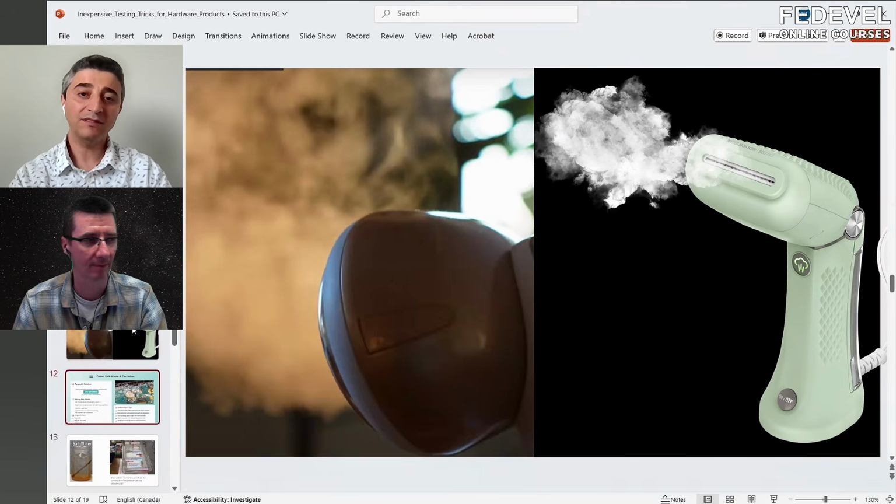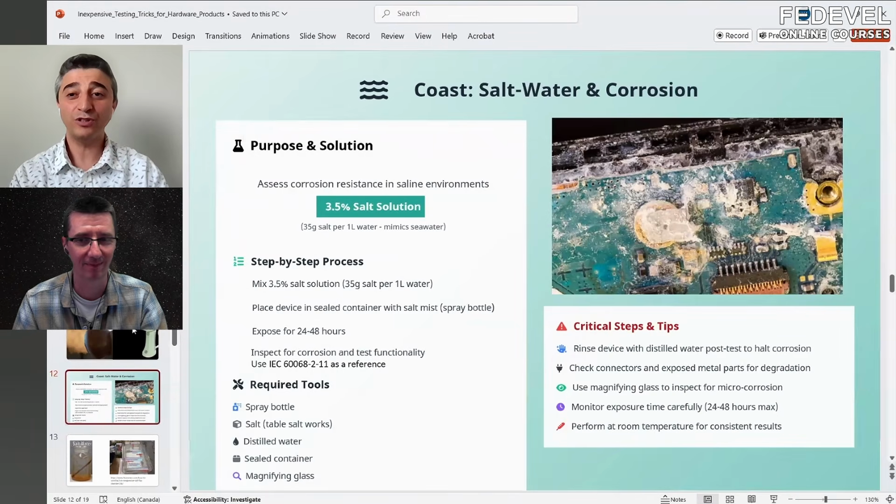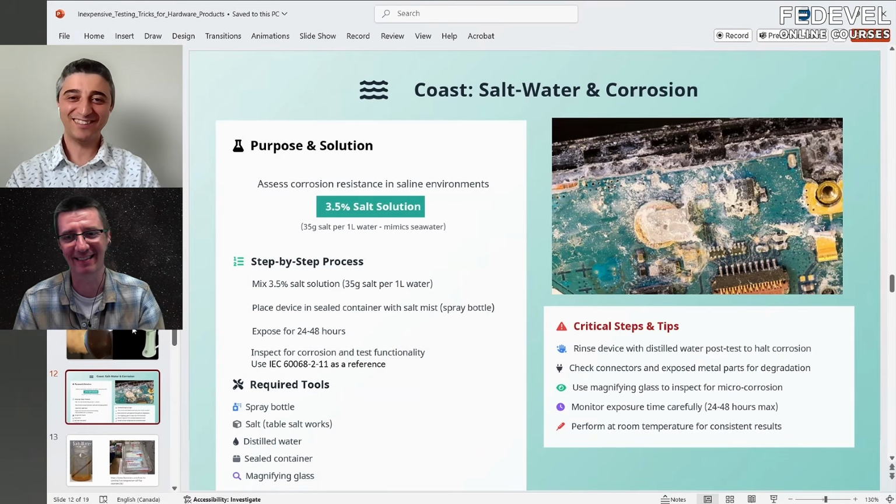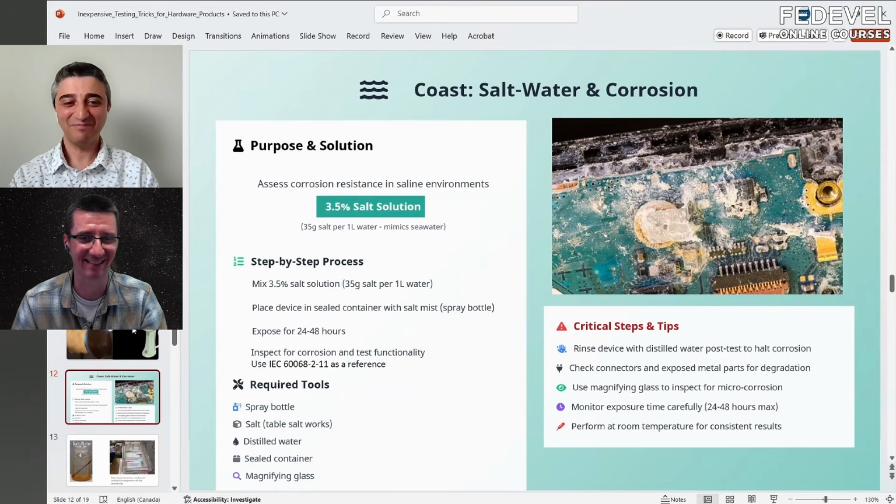Along this line is the coast, or salt water and corrosion. If you operate in that environment, what was your experience doing this? How would you resolve it, Robert? I haven't had, I don't have any experience with this.